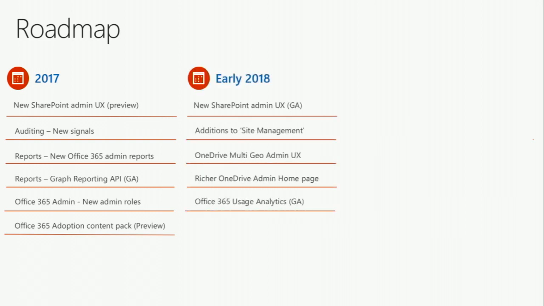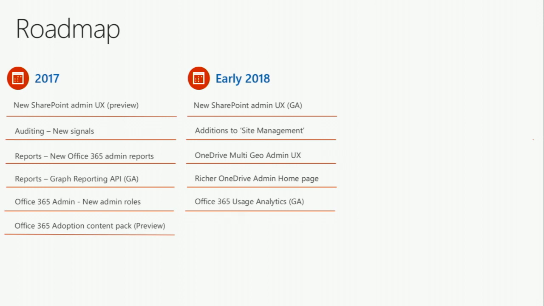And then early next year, we plan to start the journey of releasing the new admin report for SharePoint, once we treat all the feedback we're getting from the preview. The Power BI pack is going to be renamed to Office 365 Usage Analytics, and it's going to be released in the beginning of the year.